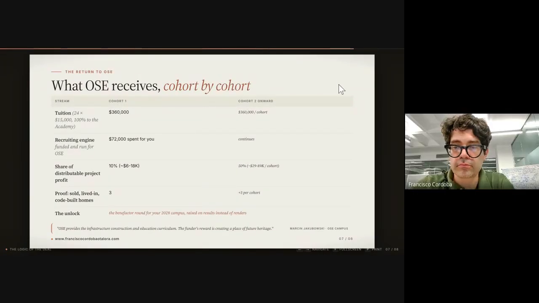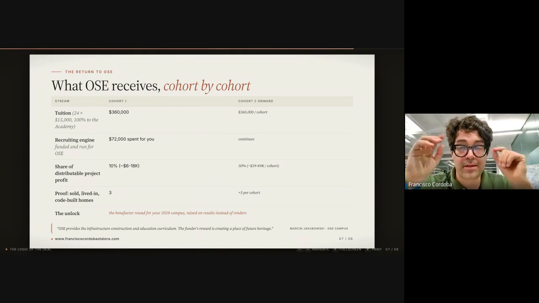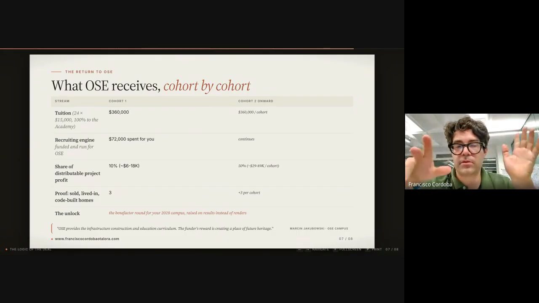This is what I put for what OSE will receive cohort by cohort: the tuition fee, the 360 per cohort, the recruiting engine, the 72K, and a share of distribution of the project, so that you have to check. Remember, the goal of the first project is that we tell the investor he's going to get 90% of the profits. The other 10% of the profits is going to be for OSE.